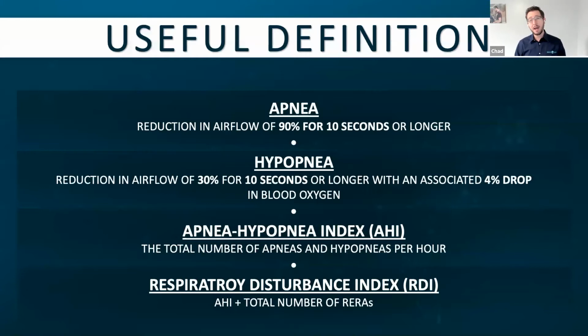An apnea is a reduction of airflow of 90% for 10 seconds or longer. When I talk to patients, I tell them this is when they stop breathing, or very nearly so, for at least 10 seconds. A hypopnea is a reduction of airflow of 30% with an associated 4% drop in blood oxygen level. When I talk to patients, I say, this is when you almost stop breathing for at least 10 seconds or longer.